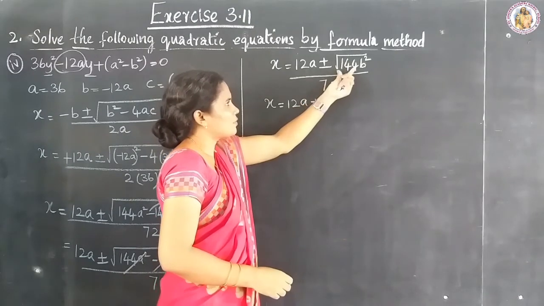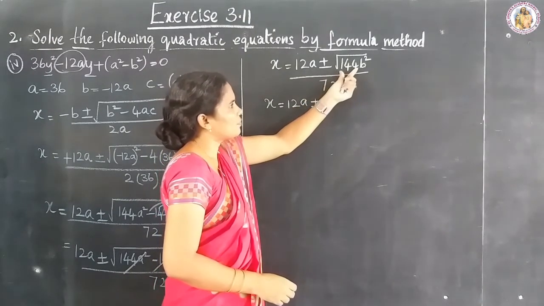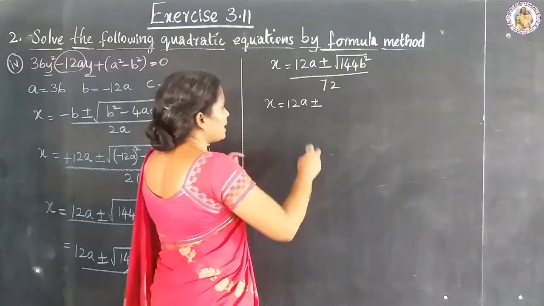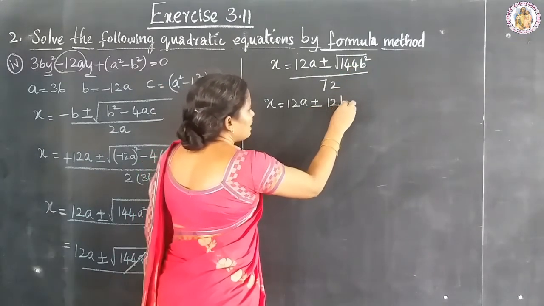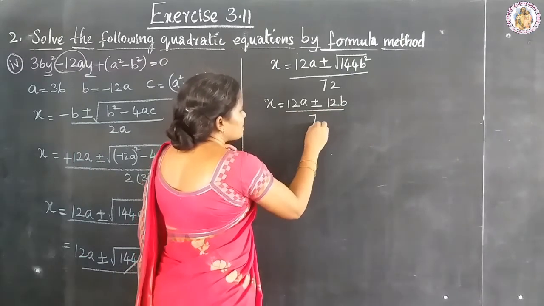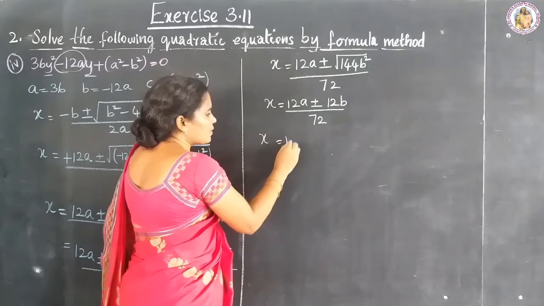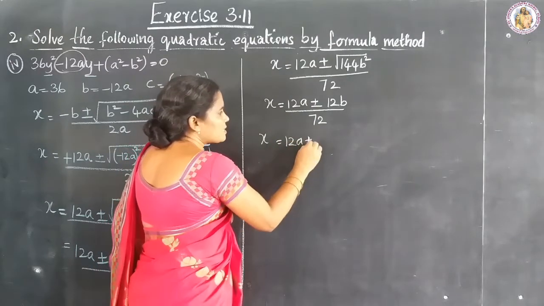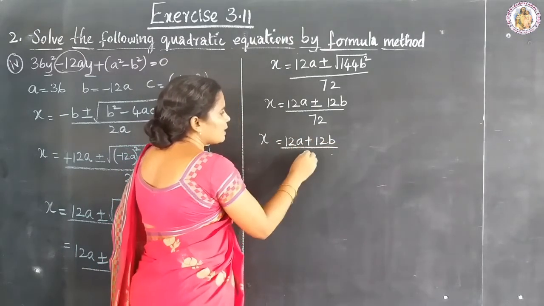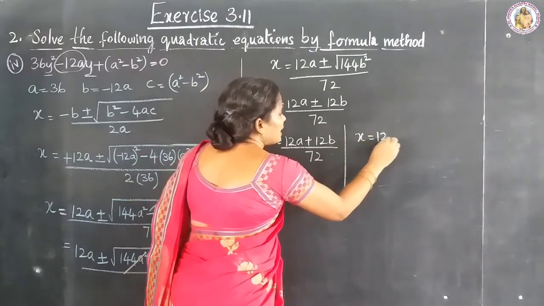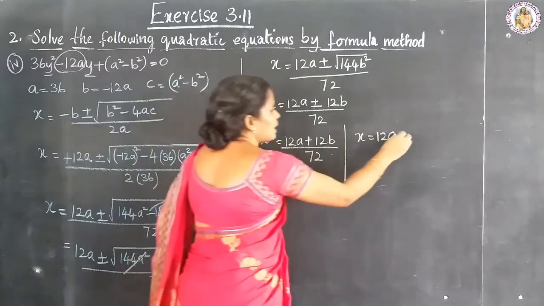Root of 144 is 12 into 12, 144. b square, we have square, square cancel, only b. So 12b divided by 72. And now x is equal to 12a plus 12b divided by 72. And again x is equal to 12a minus 12b divided by 72.